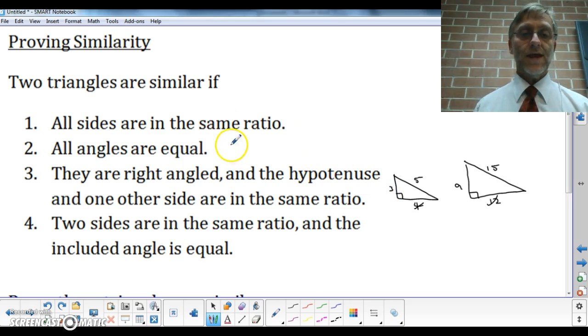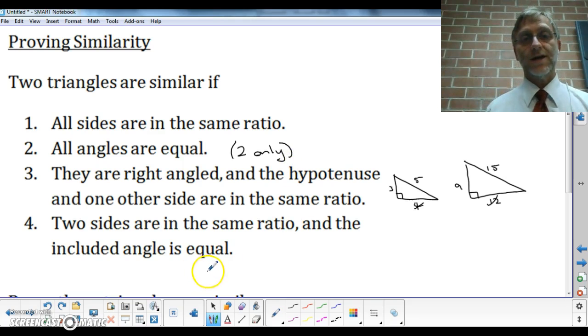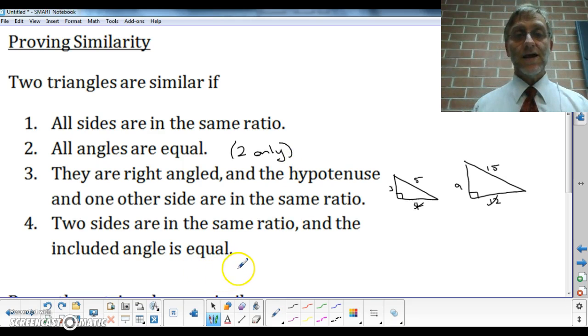Similar sort of thing here. You don't need to know all the angles. You only need to know 2 out of the 3, because you can always figure out the third by subtracting from 180. So it's enough to know only 2.